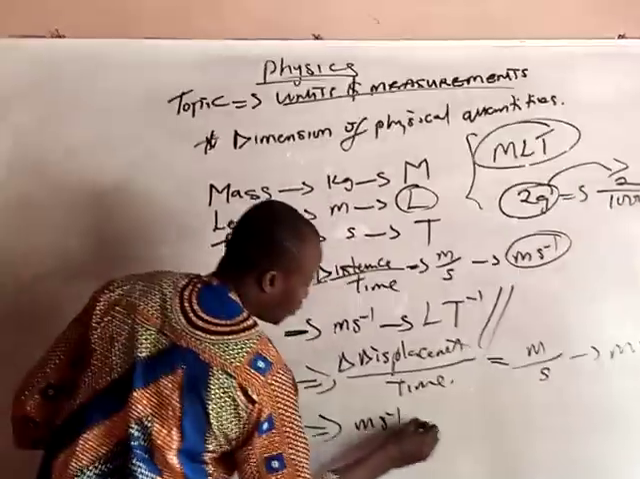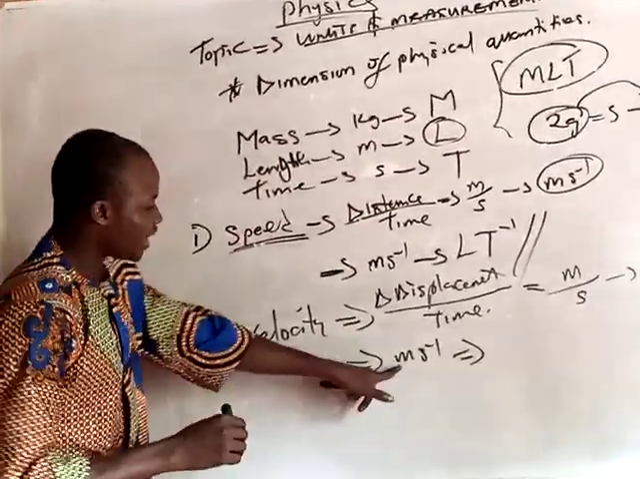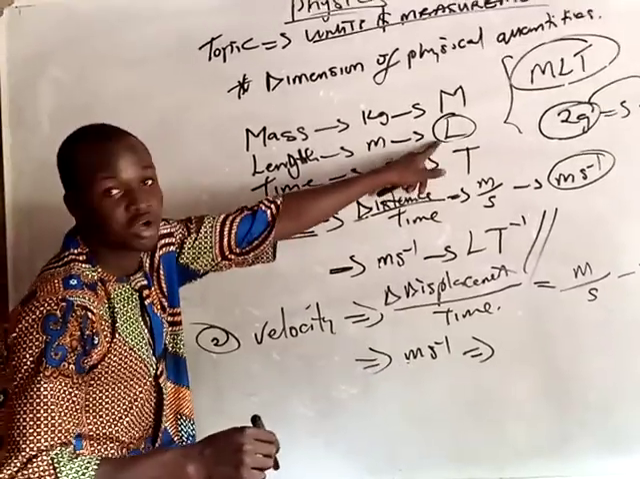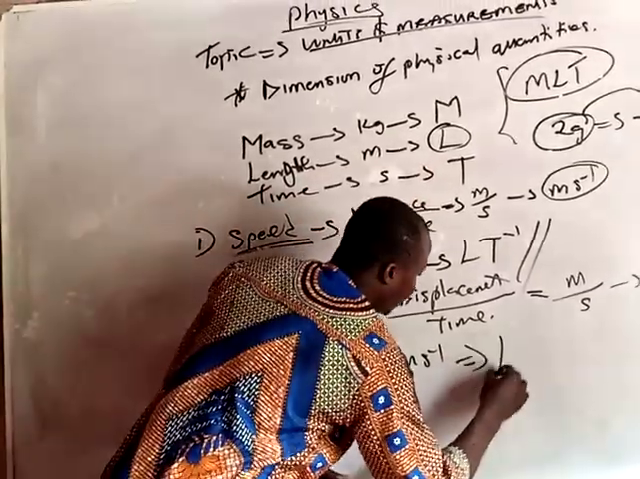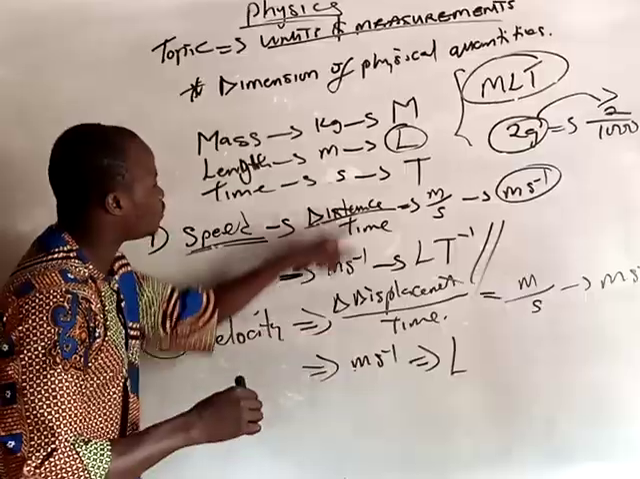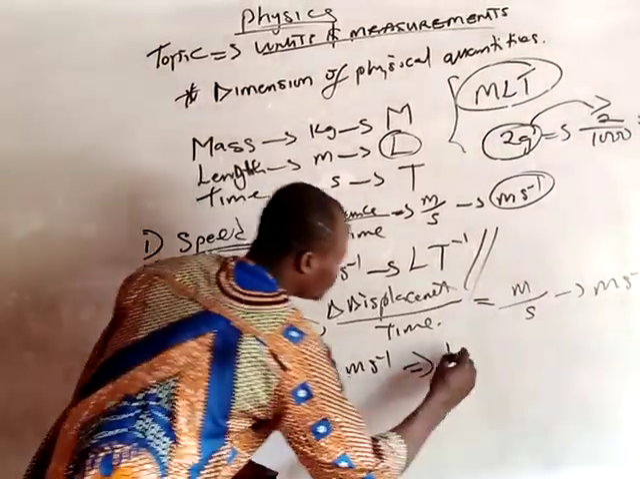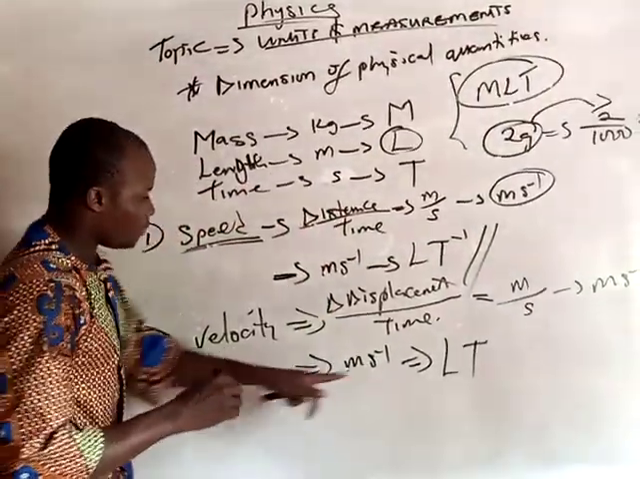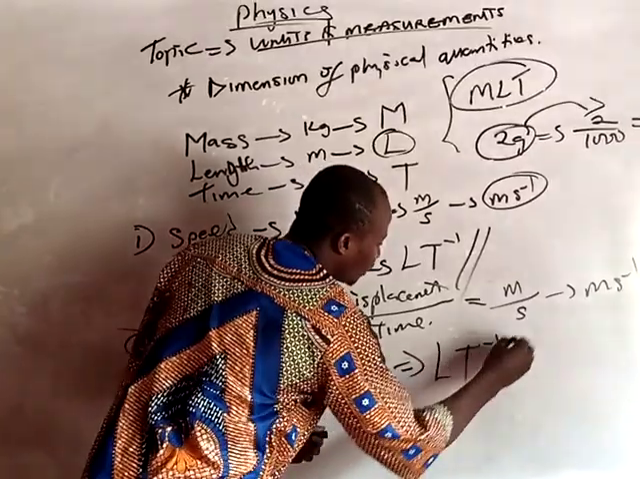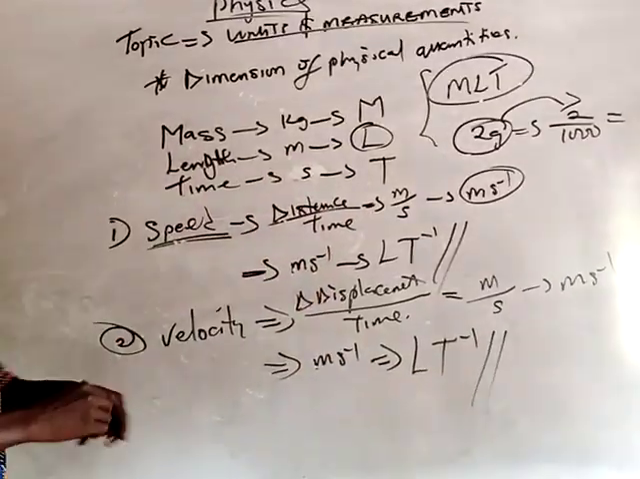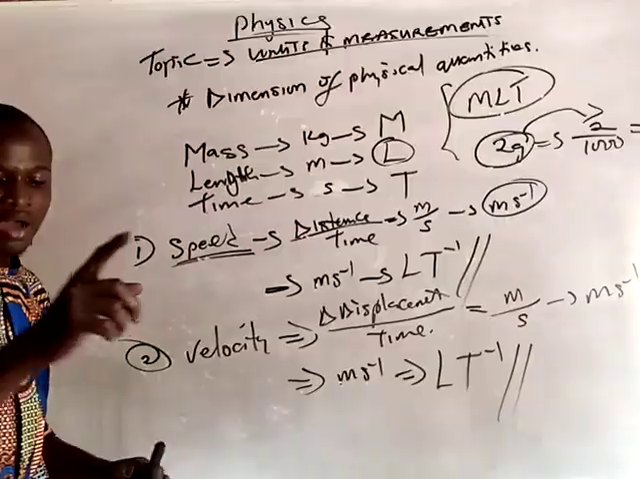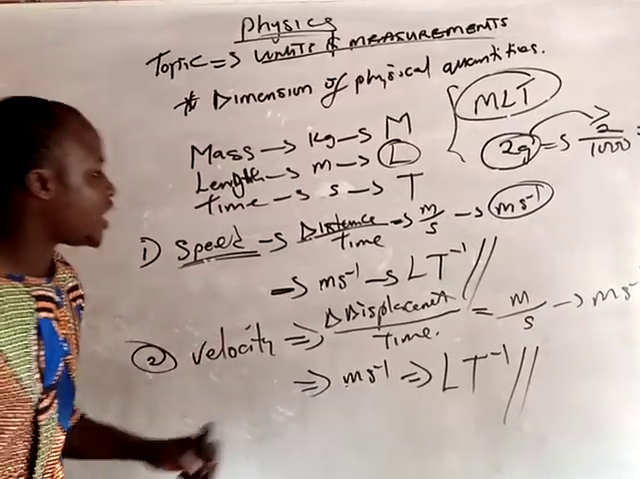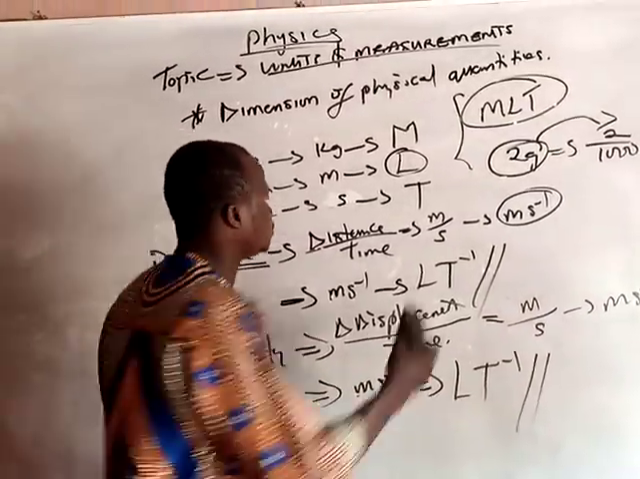Now, whenever you see small m here, it represents what? L. Now, s is what? T, right? T. Now, minus 1 remains minus 1. This is the dimension of what? Of velocity. Now, let me open your mind to how they ask this type of question.